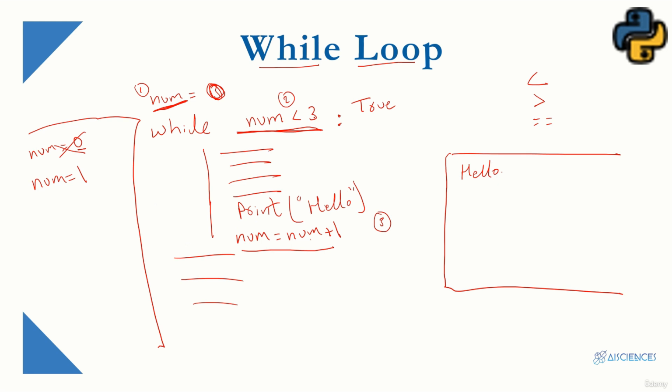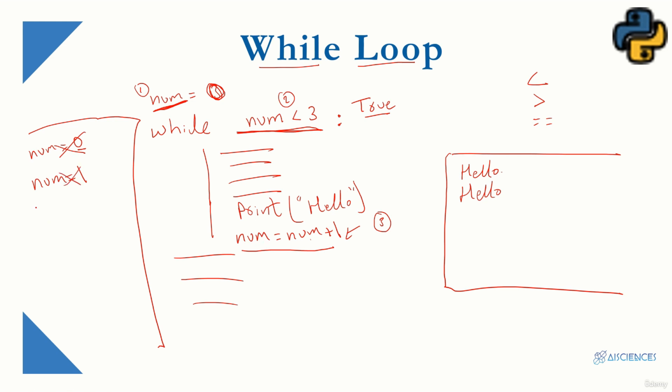So 1 is less than 3. Yeah, I'm still true. So if it is still true, it will again go through the whole loop. It will again print hello. It will come to this statement. Now, remember, num is not 0, num is 1. So 1 plus 1 is going to be 2. So num's updated value is going to be 2.